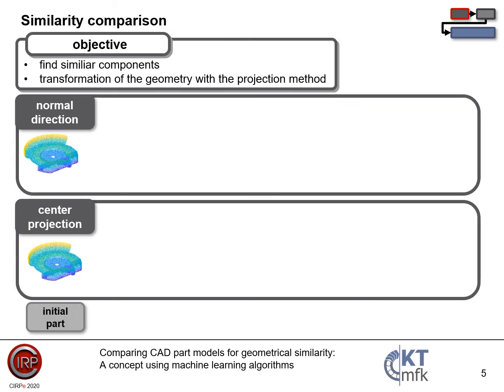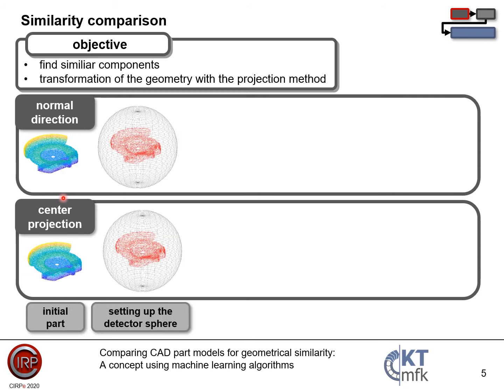As mentioned earlier, the similarity comparison has two different methods of projecting the 3D point cloud to a matrix. Therefore, in general, the objective of this comparison is to find similar components and to transform geometry to a shape descriptor, which in this case is the matrix. The whole process is shown here in more detail, and as always, it starts with the same geometry for both objects. So that's the initial part.